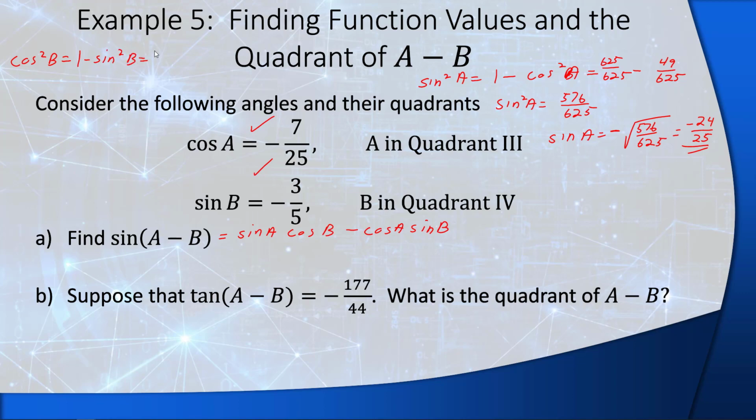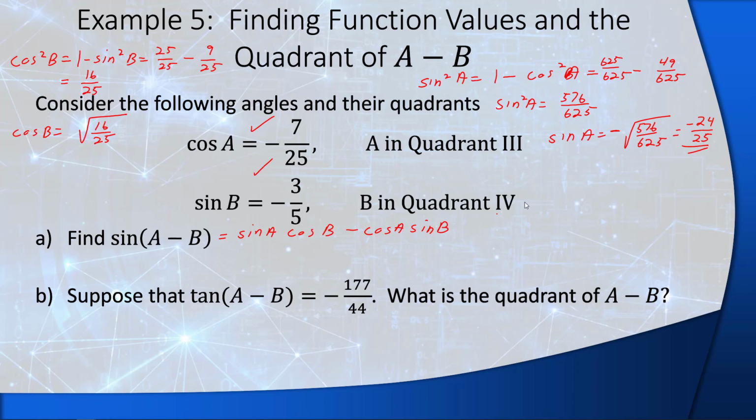And we can write this as 25 over 25 minus 9 over 25. And that will give us that the cosine squared of B is equal to 16 over 25. Okay, so then the cosine of B is going to be equal to the square root of 16 over 25. Furthermore, since B is in quadrant 4, cosine is going to be positive, so we'll have a positive square root.